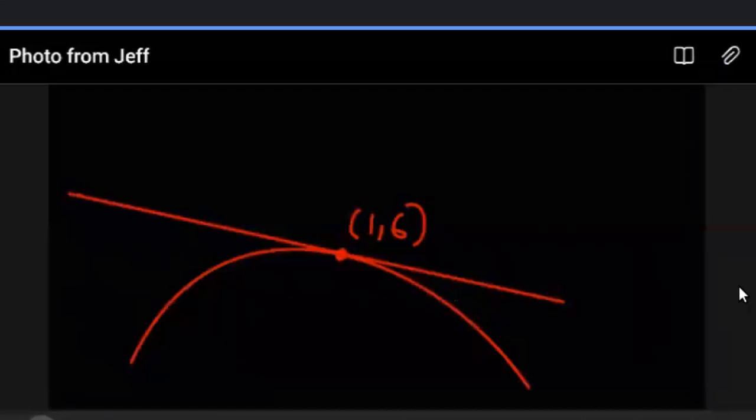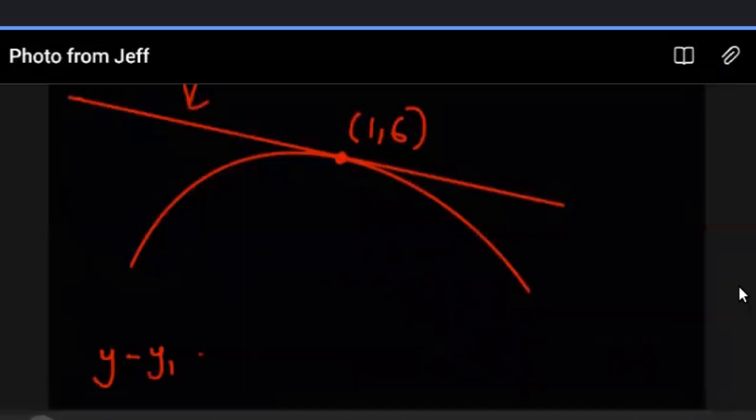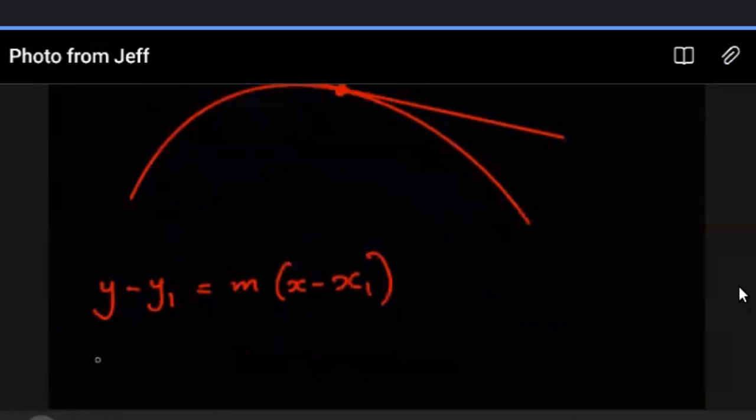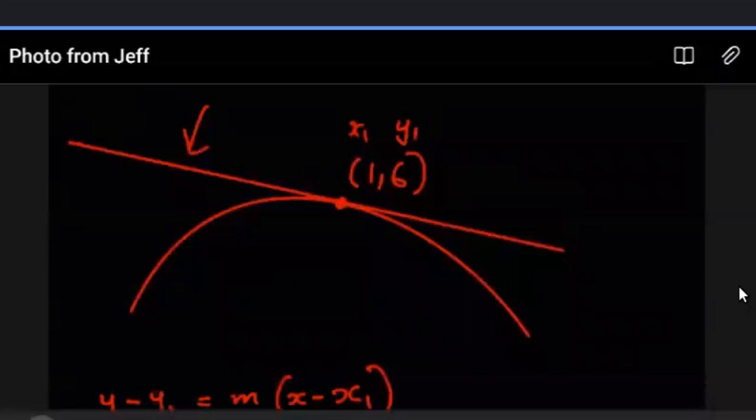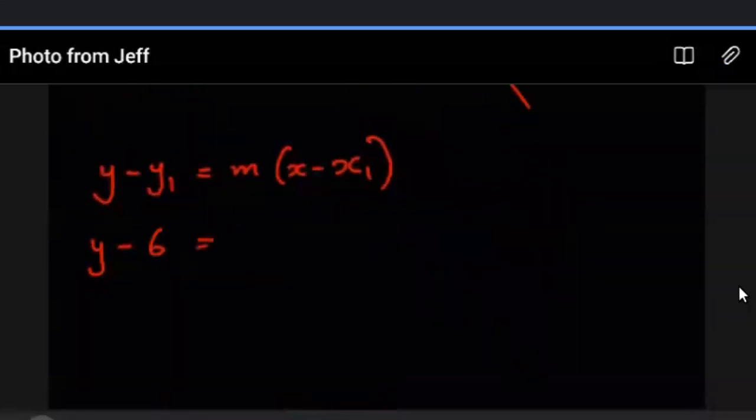Since they give us what this point is, this lies on the function, on the graph. Meaning that once we have the gradient, we can easily use the relation y minus y1 is equal to m, then x minus x1, and use this to get our equation of the tangent. Y here remains, but this is y1. This is x1. So y1 is 6. Then the gradient, we have just found, is 3.